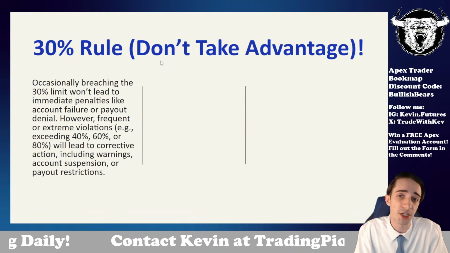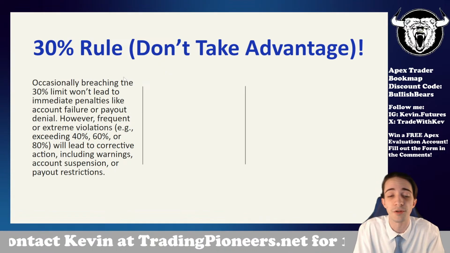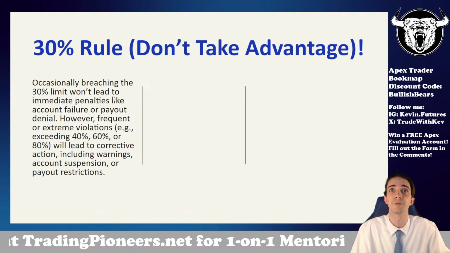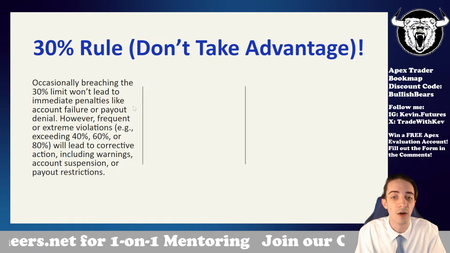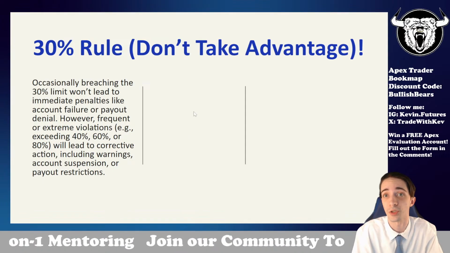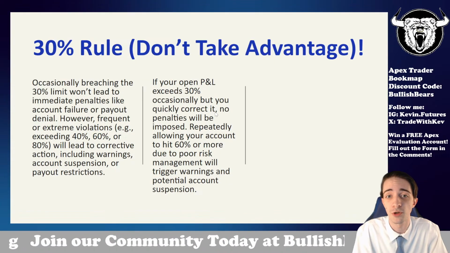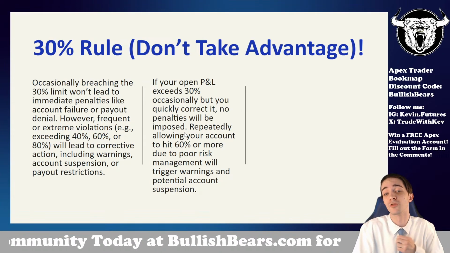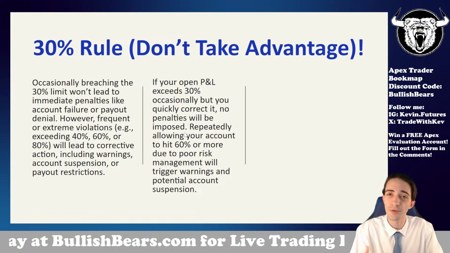So occasionally breaching the 30% limit won't lead to immediate penalties like account failure or payout denials. However, frequent or extreme violations like exceeding 40%, 60%, 80%, they don't want us flipping accounts, guys, will lead to corrective action, including warnings, account suspension, or payout restrictions. If your open P&L exceeds 30% occasionally, but you quickly correct it, it will be no penalties at all. Repeatedly allowing your account to hit 60% or something higher like that, that's when they start to flag it.